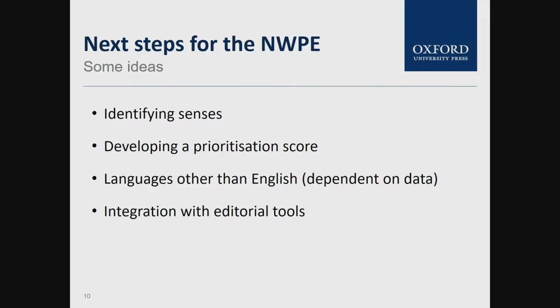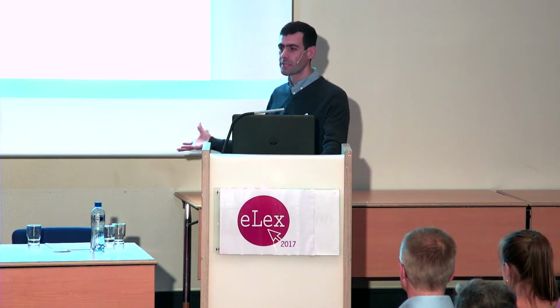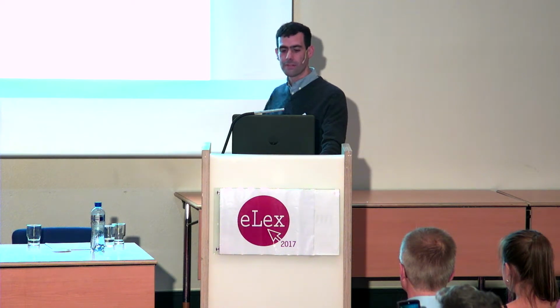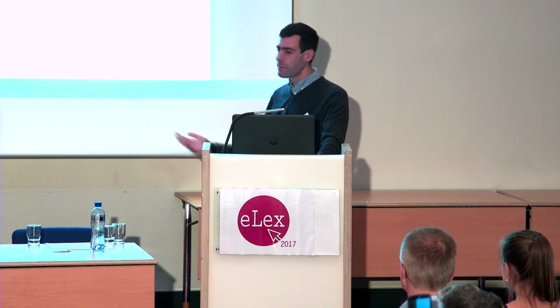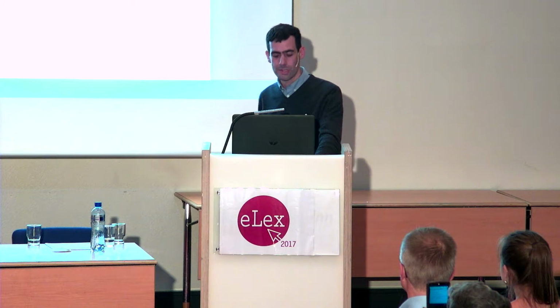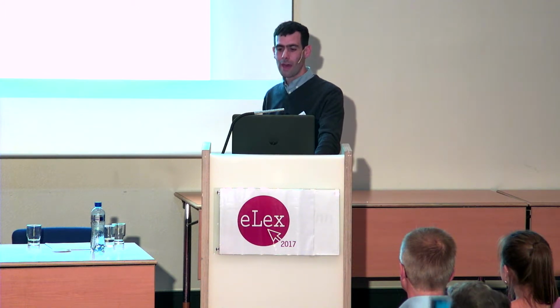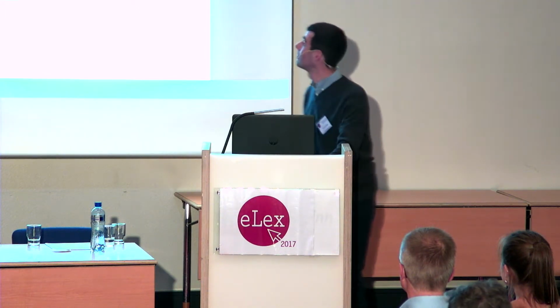I mentioned developing a score, which once we know how people are searching, how people are filtering, and what is likely to produce a qualifying suggestion, we can automate that further. We would love to move to languages other than English. If we have a corpus available to us, then we can apply the same system to that corpus and get data for that. And we may want to integrate this further with our editorial systems. So that is the prioritization engine.